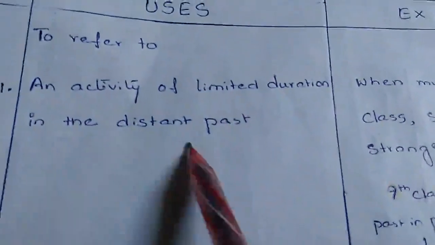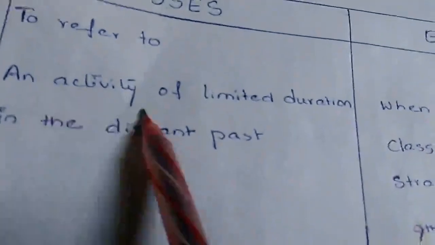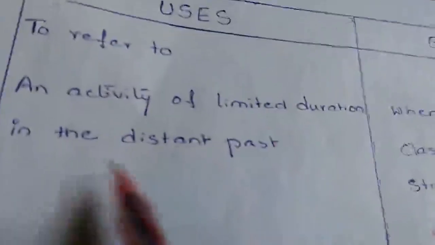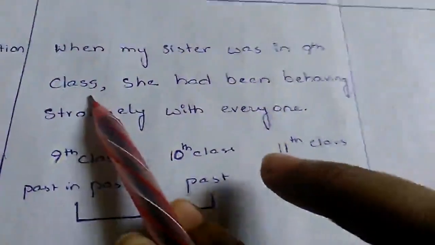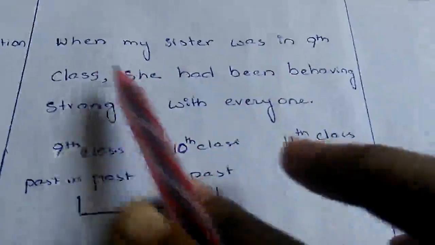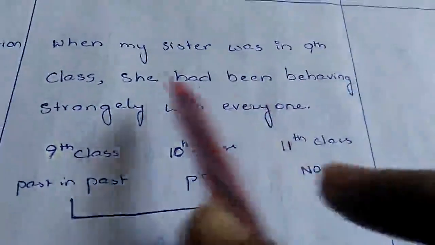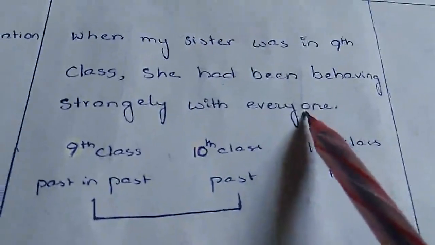Now we see the uses of this tense. We use this past perfect continuous tense to refer to an activity of limited duration in the distant past. We see an example. When my sister was in ninth class, she had been behaving strangely with everyone.